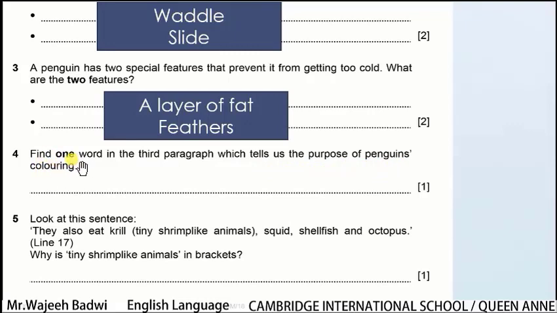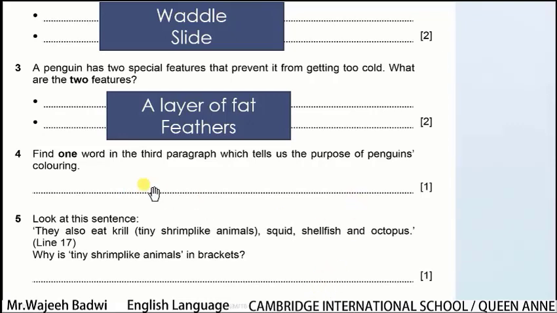So they are asking us for which purpose. There is a word in the paragraph that tells why penguins have colors. Okay, they have two colors, white and black, and for which purpose do they use them? So there is a word that describes that feature, which is they have two colors. For which purpose do they use them?